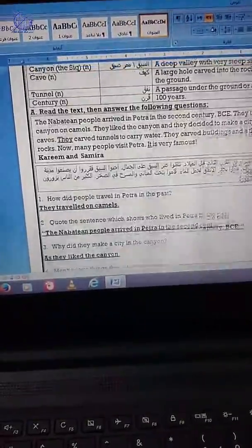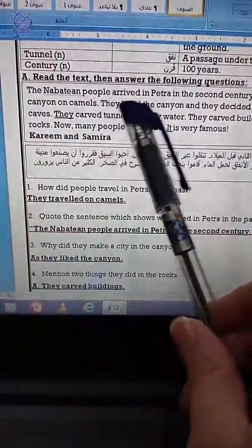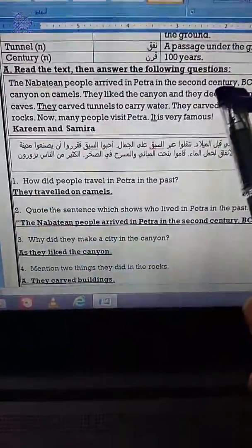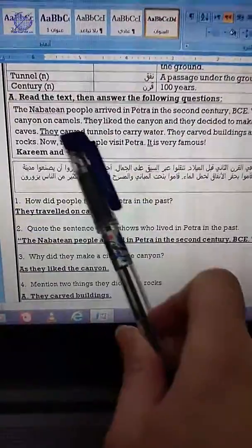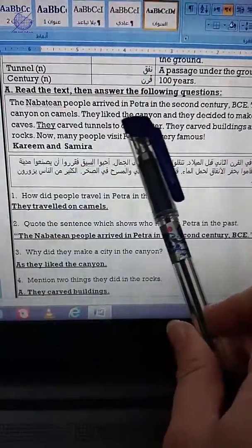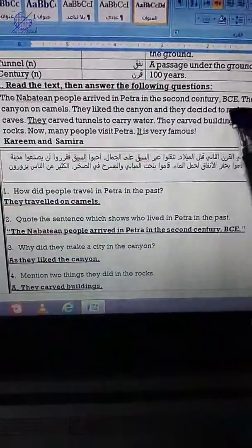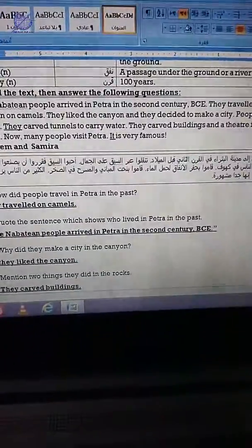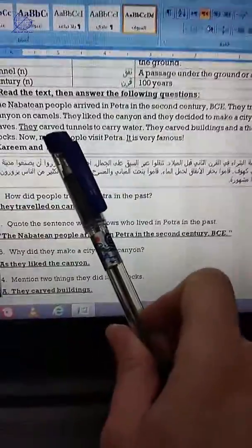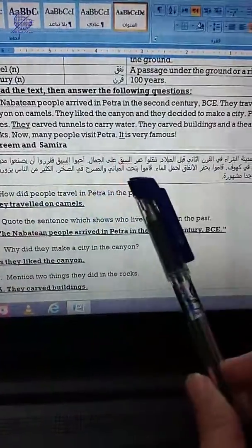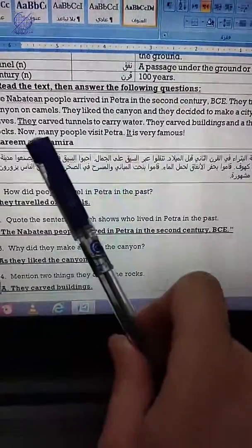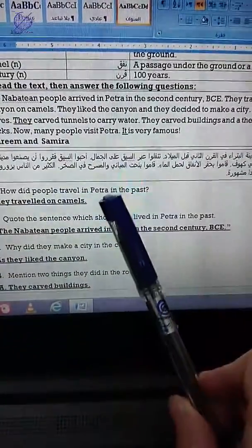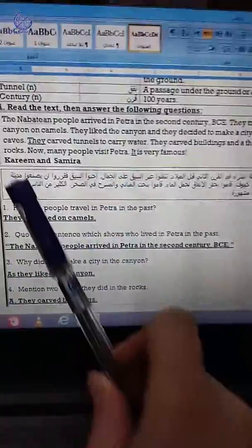Let's move to the text. The Nabatean people arrived in Petra in the 2nd century BCE. They traveled into the canyon on camels. They liked the canyon and they decided to make a city. People lived in caves. They carved tunnels to carry water. They carved buildings and a theater into the rocks. Now, many people visit Petra. It is very famous.